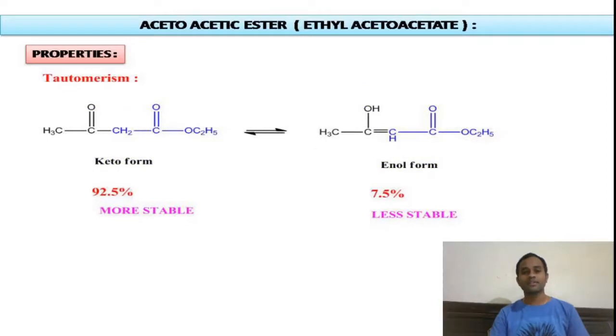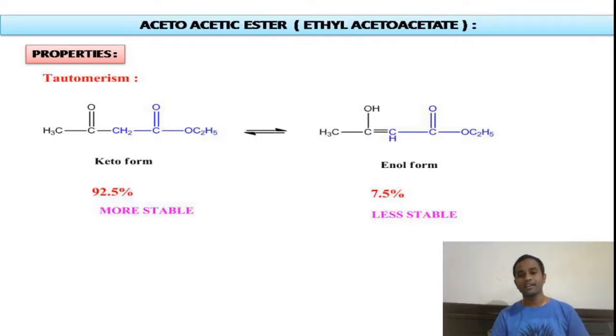Coming to the properties, right? You know, in this acetoacetic ester there is a keto group, and this keto group is involved in tautomerism to give the enol form by the shifting of a hydrogen atom from the active methylene carbon towards the carbonyl group. Thereby our ethyl acetoacetate will exist in two tautomeric forms, that is the keto form on the left side, and the enol form on the right side.